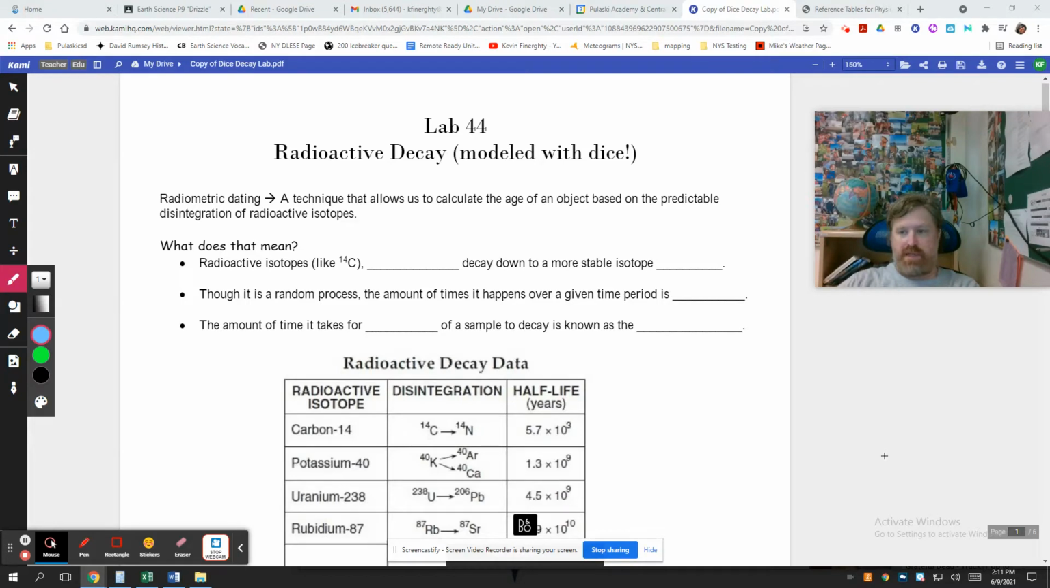All right, welcome to Earth Science, everybody. It's time for the last lab. You made it. And it's a bit tricky, but I'm going to take you through it. All right, radioactive decay, radiometric dating.